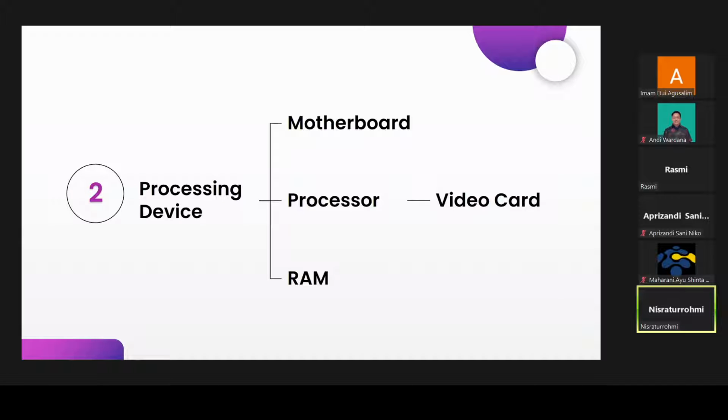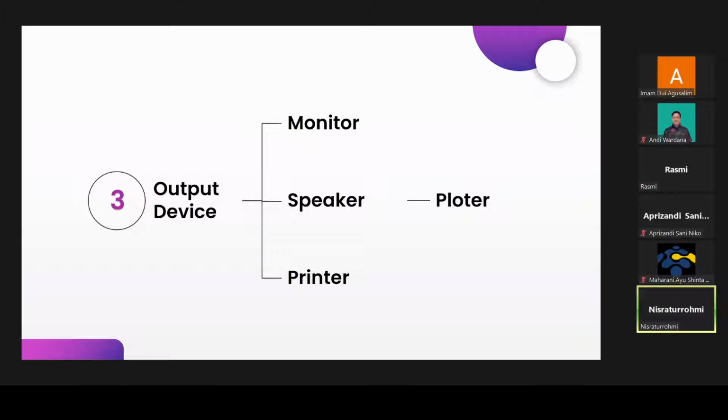Three is RAM. RAM is random access memory, which is temporary memory that carries out instructions and operations given to the computer system. Four is the video card. A video card is similar to a graphics card, but it has a lower processing power than a graphics card. Video cards are built directly into the computer motherboard, so it's like a small part of the CPU that works slowly. Okay, Rasmi, next.